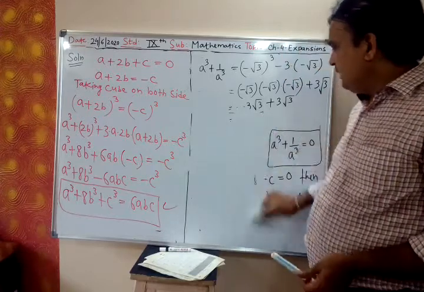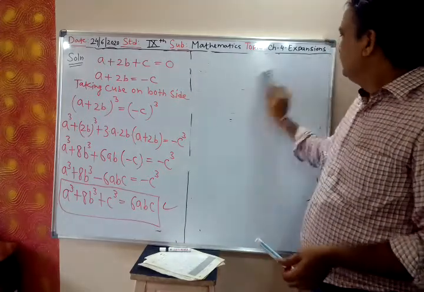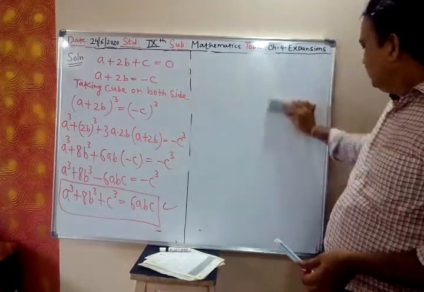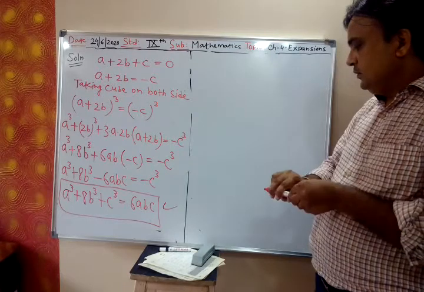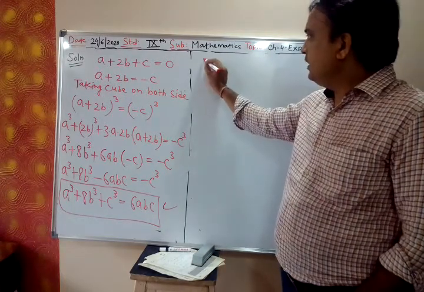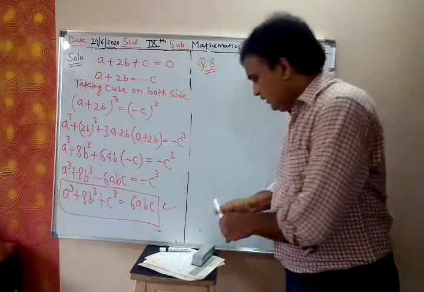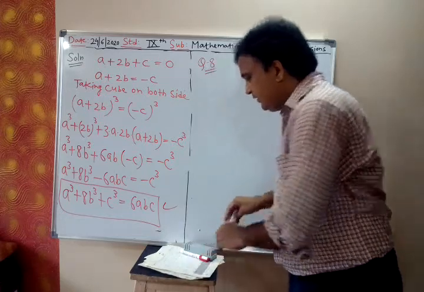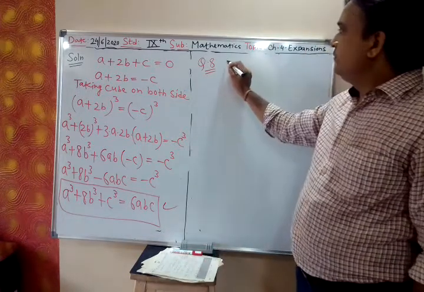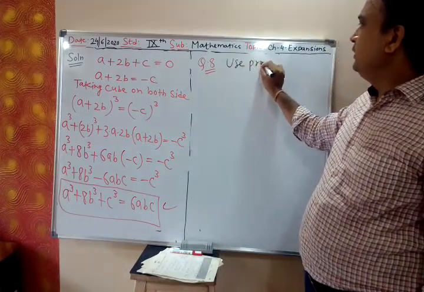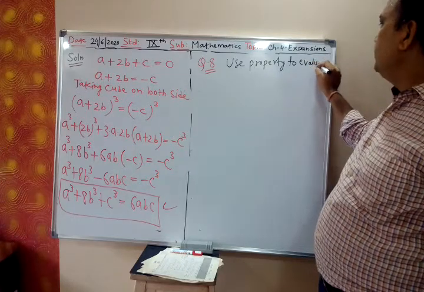So now you write one remark, and this remark I will use as the result for question number 8. So let us write that result or remark in question number 8 directly. Question number 8: use property to evaluate the following.